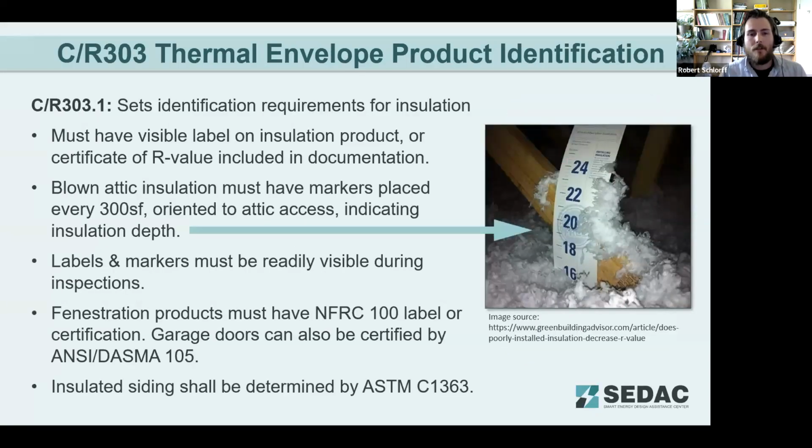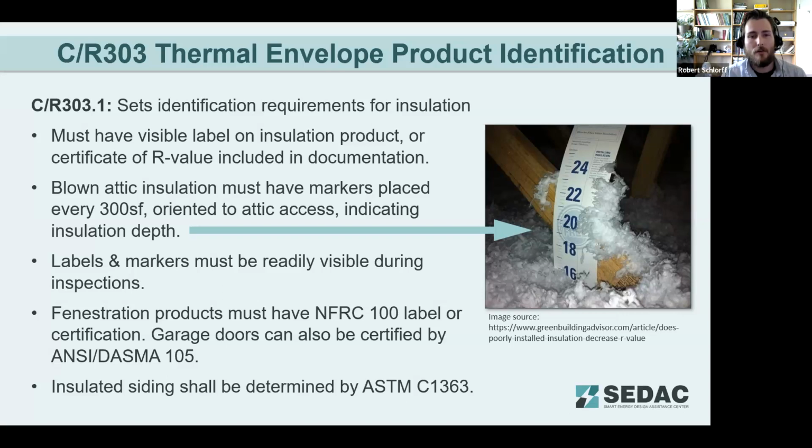Moving on, section 303, thermal envelope product identification. This section basically lays out the points of verification that exist in order to determine that the insulation that we've specified and designed is actually installed correctly and is installed per design. So first, we must use insulation products that have a visible label or a certificate stating the R value, and that is the actual R value. So you need to keep track of that information when you're on site.